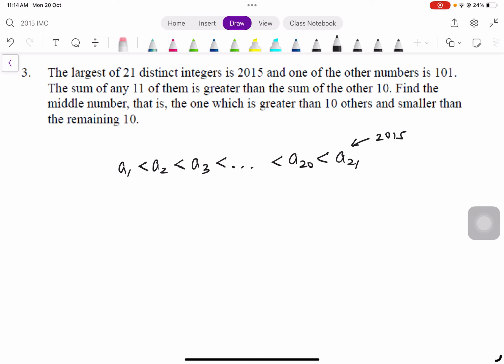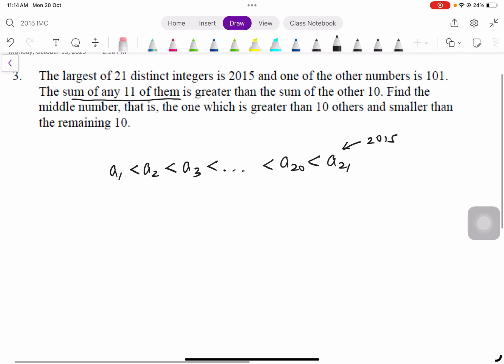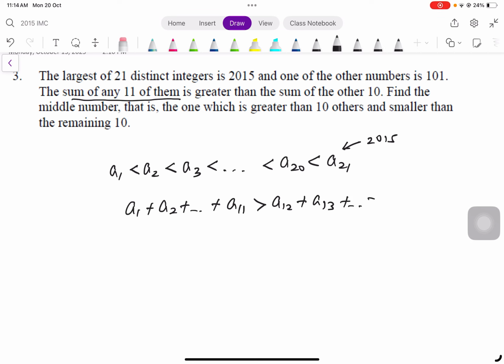It says that the sum of any 11 of them is greater than the sum of the other 10. Therefore, we can take the first 11 numbers, A1 plus A2, all the way to A11, and this is going to be greater than A12 plus A13, all the way to A21. This is what is given.